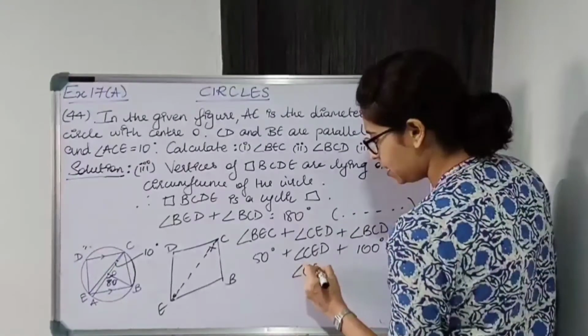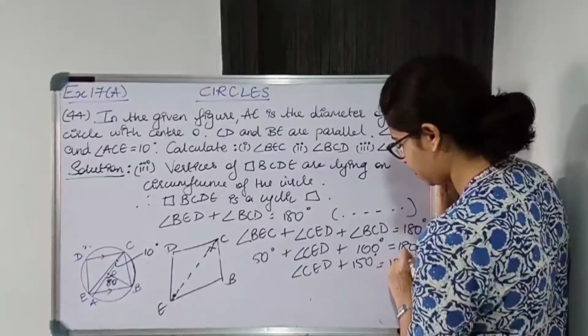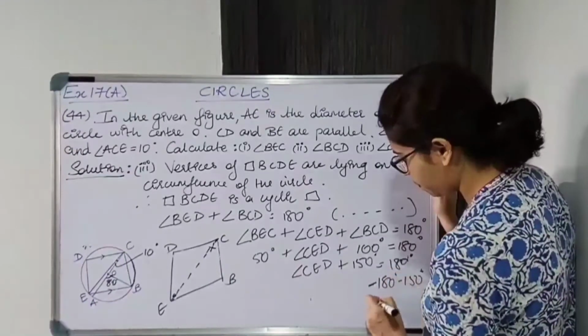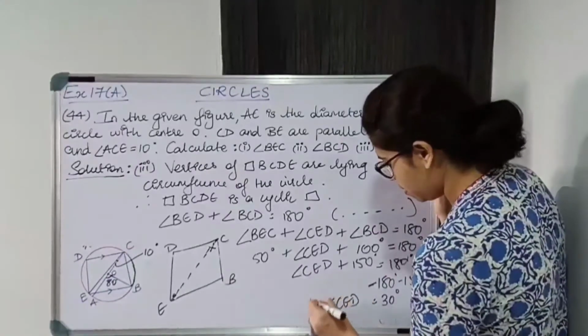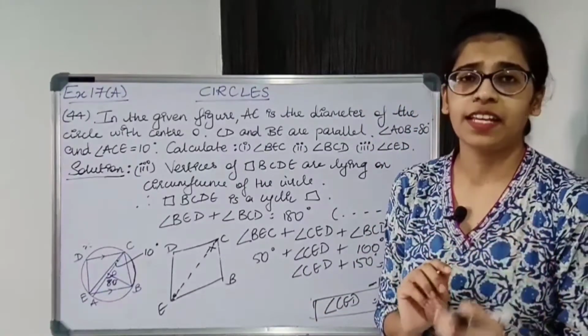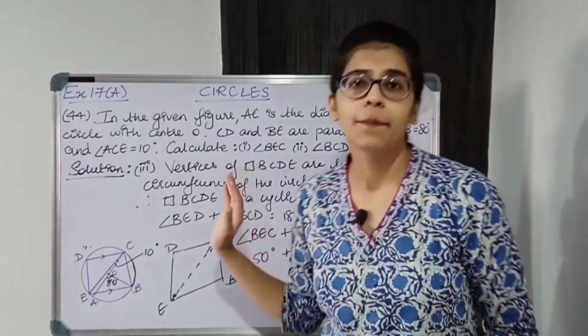So angle CED plus 150 degrees is equal to 180 degrees. So 180 minus 150 will be 30 degrees. So angle CED is equal to 30 degrees. So it's very, very easy. Okay, you just have to use the properties.